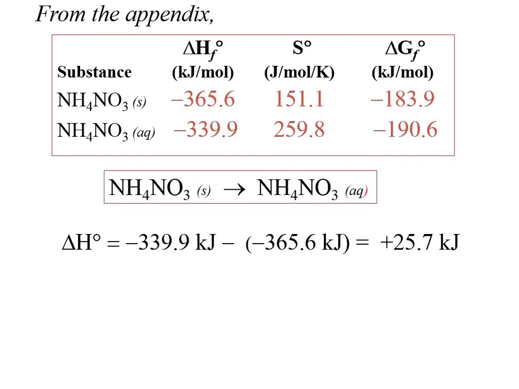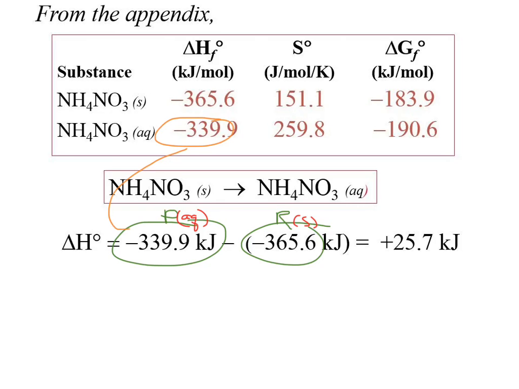The delta H is always products minus reactants. Of course, the products we said was the aqueous, and the reactant we said was the solid. So you can double check that if you want. There's the aqueous, negative 339.9 kilojoules, and from that we subtract negative 365.6 kilojoules. This is where, if anything's going to get us, it's going to be that minus a negative. Okay, so we do come up with a positive change in enthalpy.